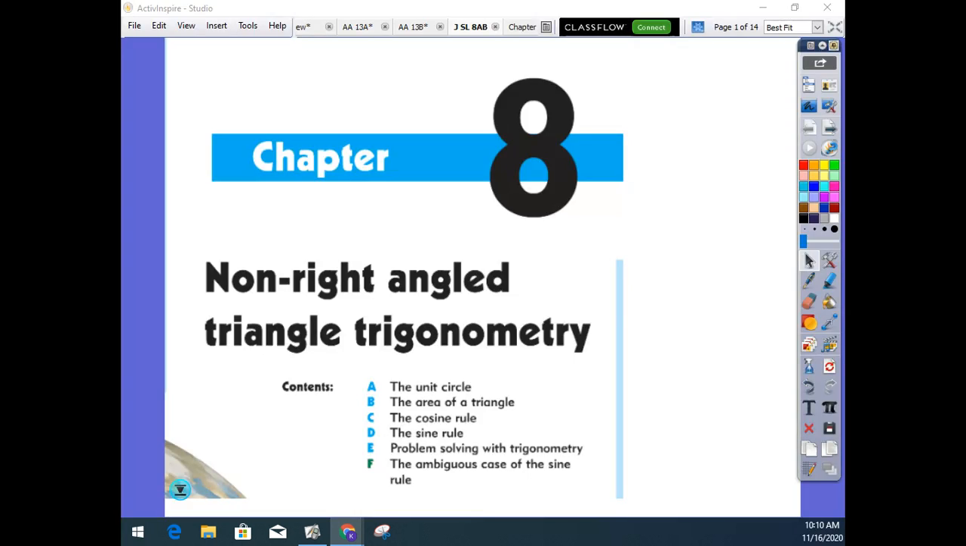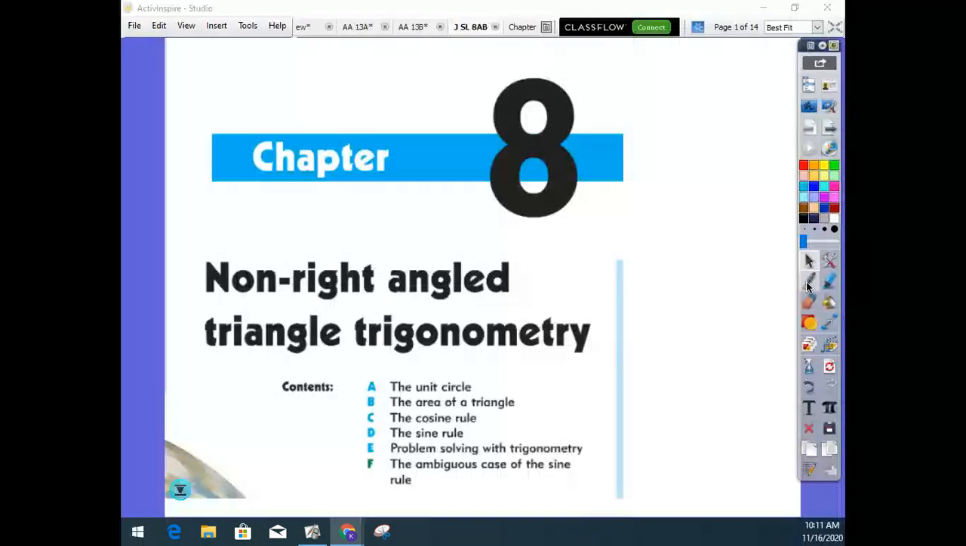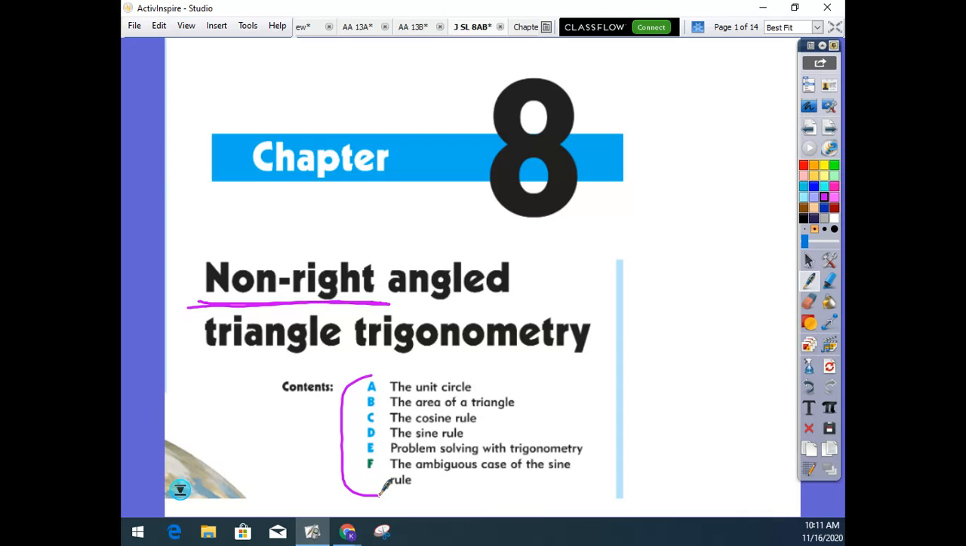Chapter 8 is all about non-right triangles. You really have got to pay attention to the fact, is the triangle a right triangle? Right means you can use Pythagorean theorem and SOHCAHTOA. If it's not a right triangle, or if you can't create a right triangle, then you have to use this information.